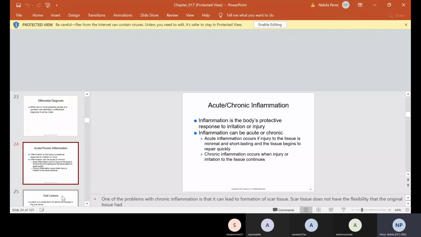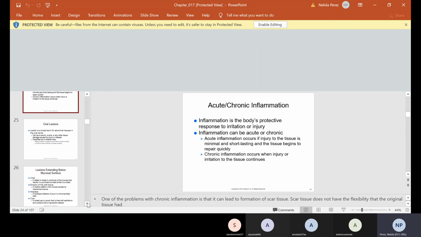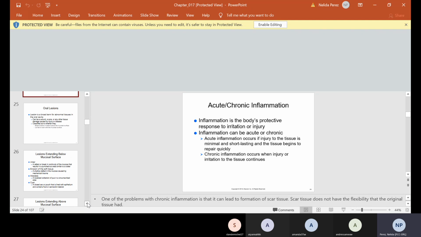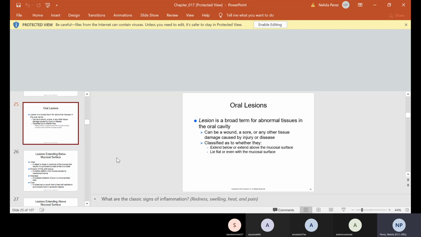You have acute and chronic inflammation. Inflammation is the body's protective response to irritation or injury. Inflammation can be acute or chronic. Acute inflammation occurs if injury to the tissue is minimal and short-lasting and the tissue begins to repair quickly. Chronic inflammation occurs when injury or irritation to the tissue continues. One of the problems with chronic inflammation is that it can lead to formation of scar tissue. And scar tissue does not have the flexibility that the original tissue had, because once you have scar tissue, it kind of becomes a little bit hard.